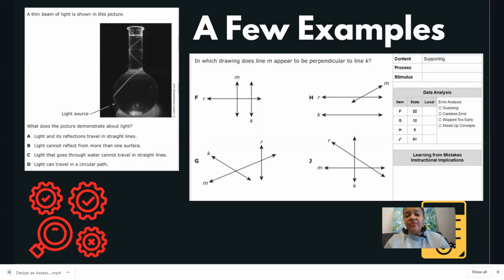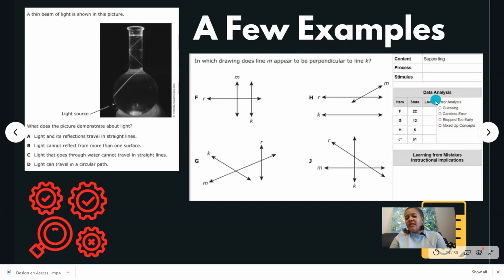Here's a math one. Very easy question. Could be a level 1, but it's actually a level 2 because of the distractor and how they did the answer choices. Which line does M appear to be perpendicular to line K? So what they've done is added additional lines, and you see R. Immediately off the top, you see F has a perpendicular line, but is it perpendicular to K? No, it's parallel to K. So what happens here is you actually have an answer that is correct, but wrong line placements.